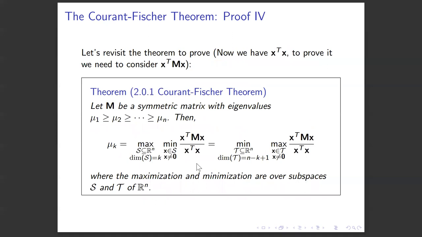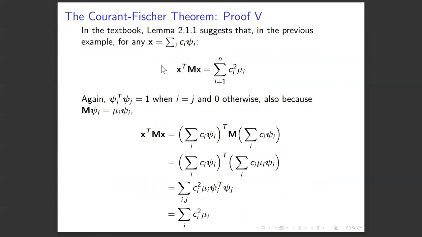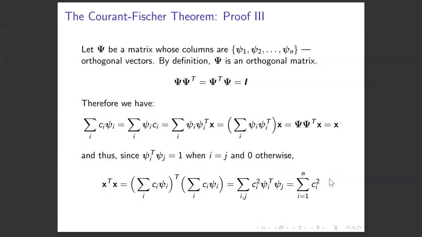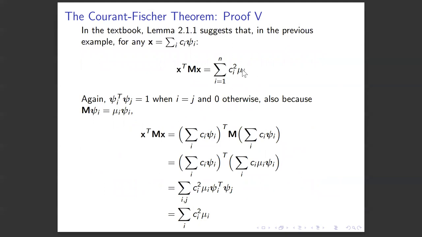And then we will consider X transpose multiply M and multiply X. What that means is also very similar. We can see the difference here. Here we only have the square of c_i, and here we have a mu. So where does the mu come from? It comes from the fact that if we have M, a matrix, multiplied by the corresponding eigenvector, it results in the corresponding eigenvalue times the corresponding eigenvector.